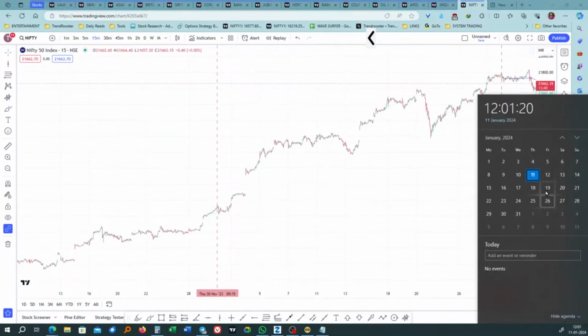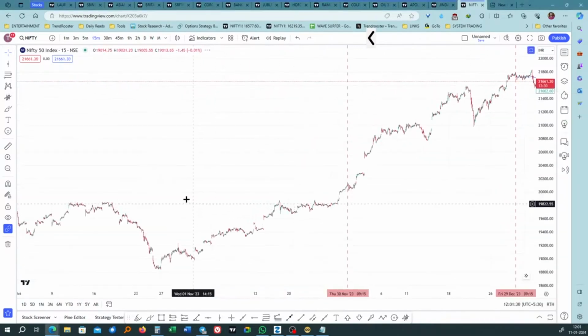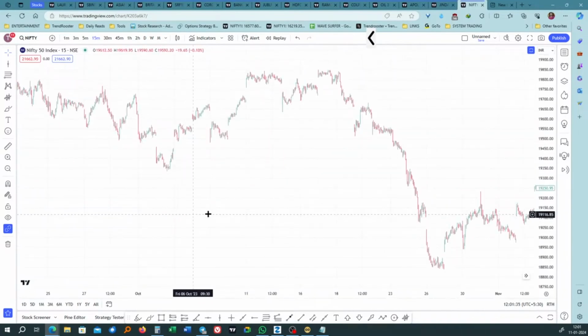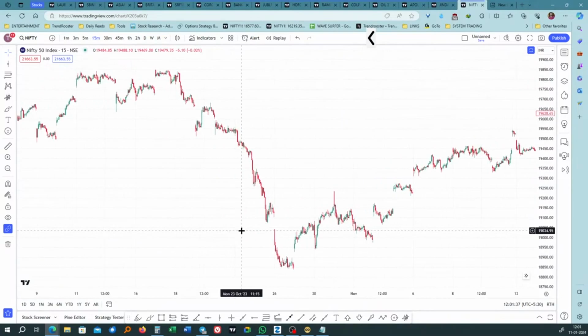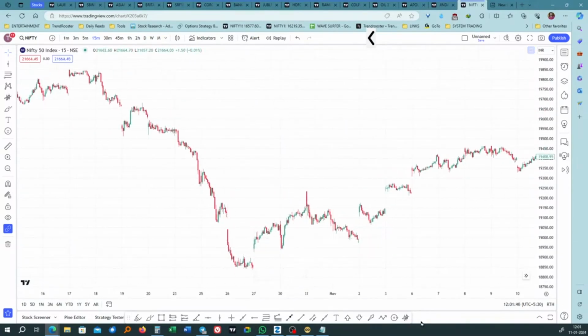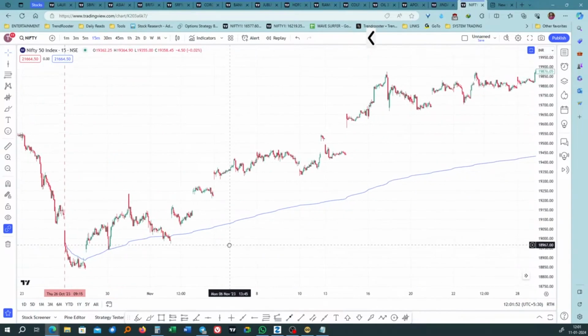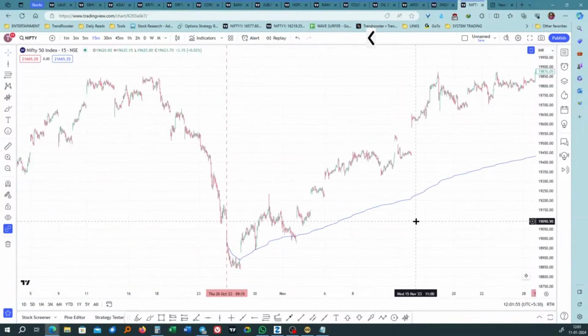So let's go back one more month. When was the November contract started? The November contract started October 26th. Okay, let's go back to October 26th. Here you go. I placed the October 26th in anchored VWAP, and then I placed vertical lines ever since this. So what was the October, guys?